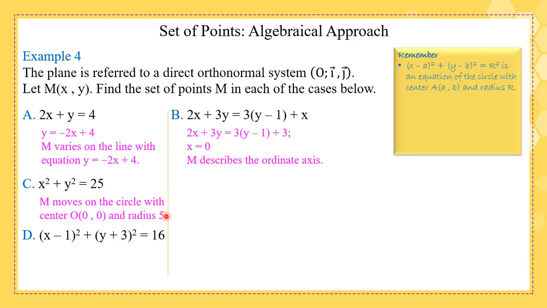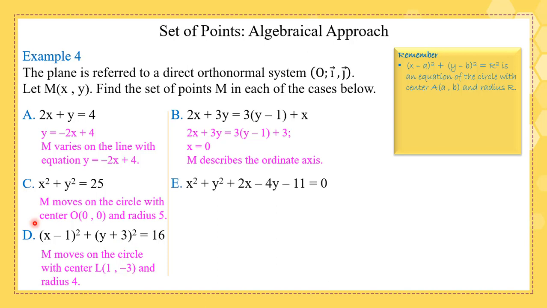Now this case, this is also direct. So M moves on the circle with center (1, negative 3), and radius 4. Pay attention here. We must have a minus, and because we have a plus, we write here negative 3. Now what do we do if the circle is given in an expanded form?